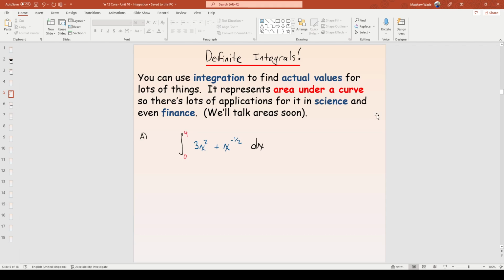We are on to the second lesson now of integration. Unfortunately, I'm not with you again, obviously, but hopefully we'll be back in the classroom really soon. But the title for today is Definite Integrals.